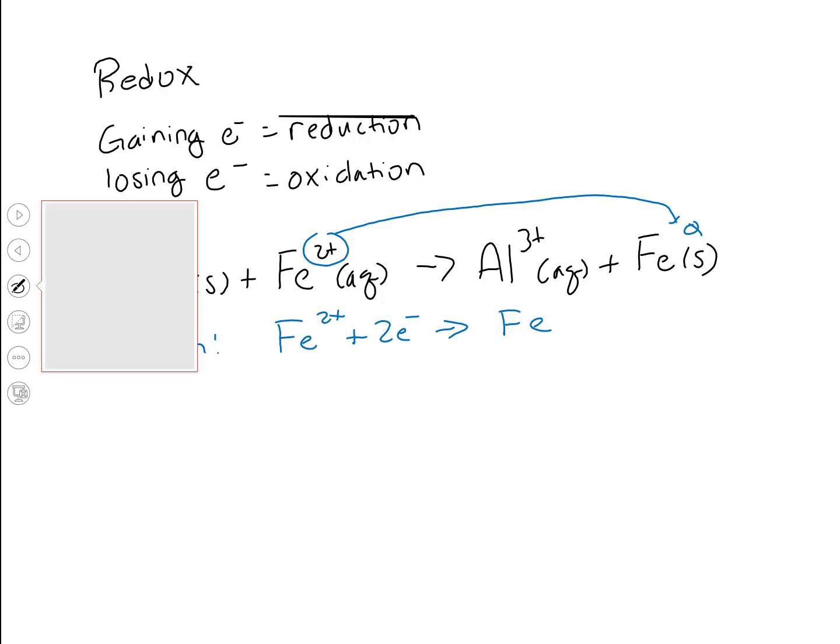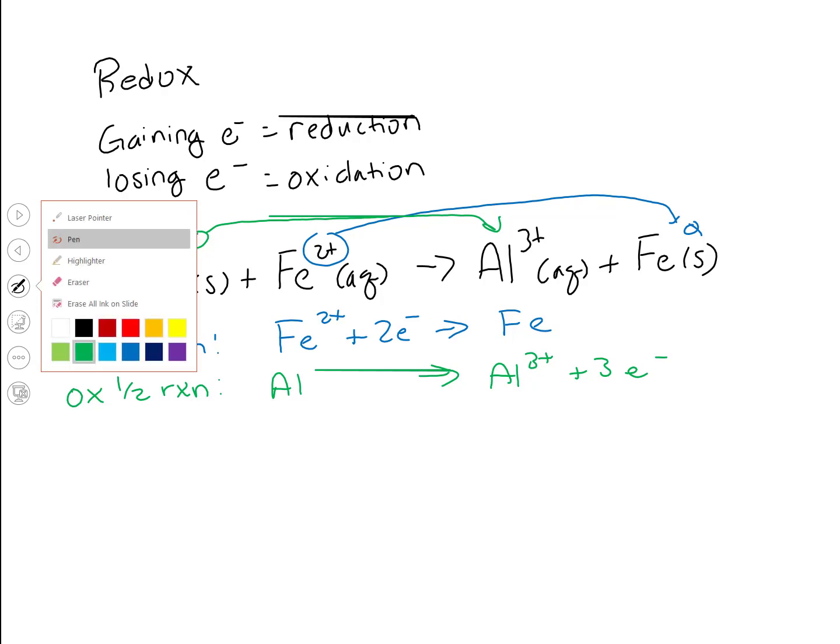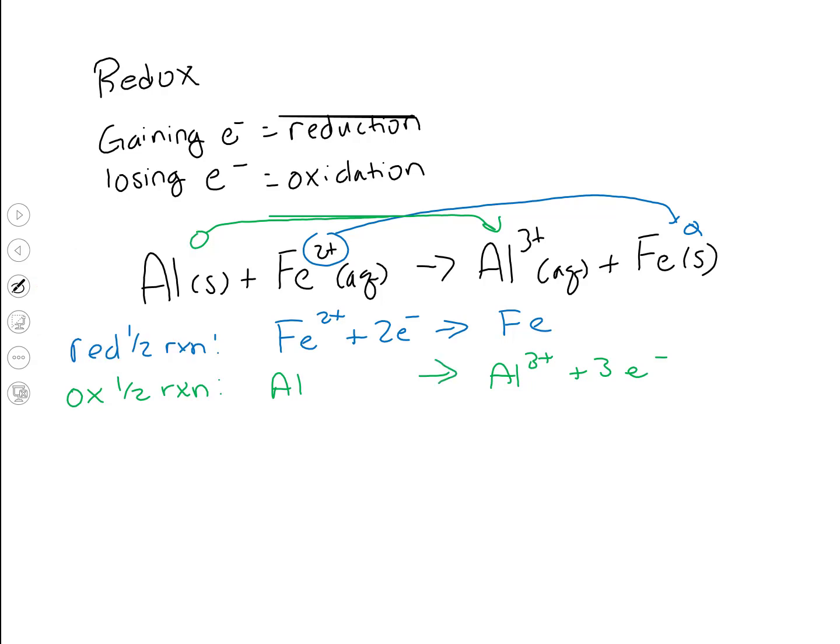So if iron got reduced, what got oxidized? Aluminum. Aluminum went from 0 charge to 3+ charge. We learned way back in chapter 2 that you gain a positive charge by losing electrons. In this case, how many electrons would aluminum have to lose? 3. So the oxidation half reaction would start with aluminum, and you end up being aluminum 3+, and it lost 3 electrons, so those 3 electrons are shown as coming out on the product end. So that was step 1, write the 2 half reactions. Step 2 is balancing the electrons.